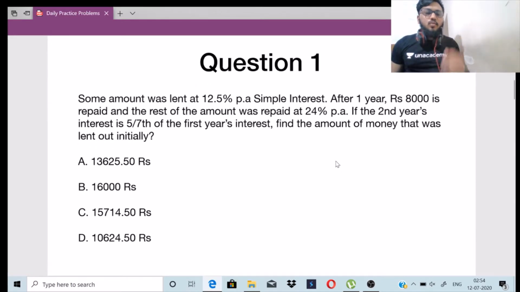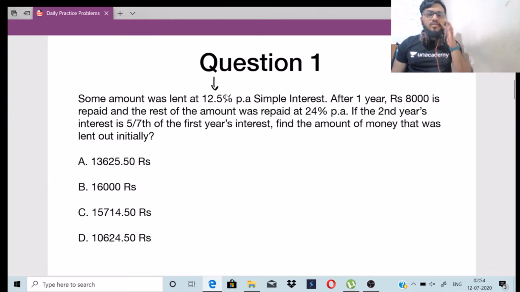Here is question one. Some amount was lent at 12.5% per annum simple interest. After 1 year, rupees 8,000 is repaid and the rest of the amount was repaid at 24% per annum. If the second year's interest is 5 by 7th of the first year's interest, find the amount of money that was lent out initially, right?